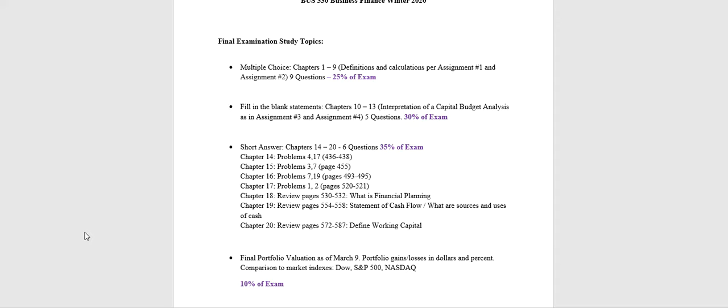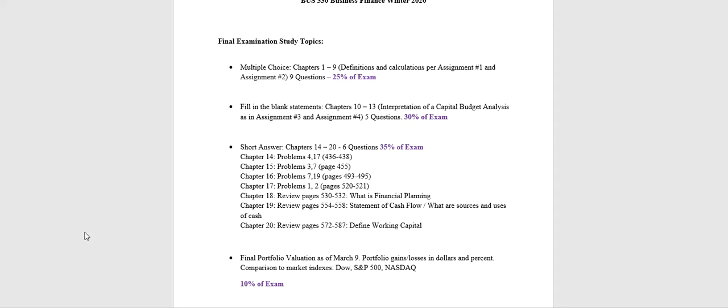The third section, which is 35% of the exam, has to do with chapters 14 through 20. It's questions involving the following work problems from chapters 14, 15, 16, and 17. Those are review problems. The solutions are in Blackboard. It might be advisable for you to review them. In our last class of the term, we will also be reviewing these problems. Chapters 18, 19, and 20 are review material, no problems.